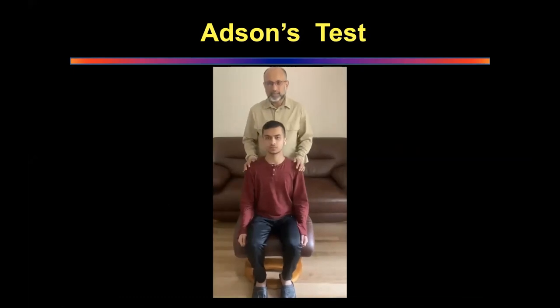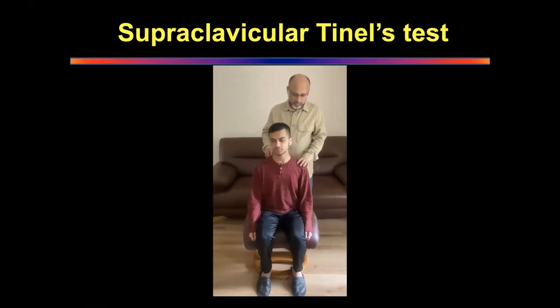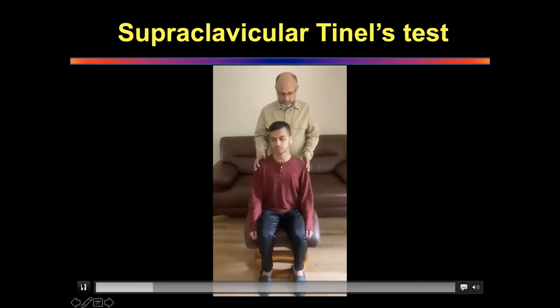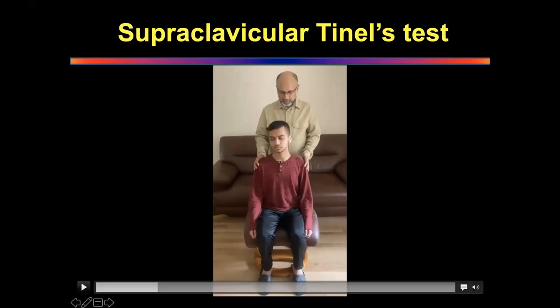Next is Hill's test, which is done for looking for supraclavicular tenderness or pain. You get the patient to sit. In this test, you need to use a hammer. I'm using my hand because I couldn't find my hammer, but in this test, you have to use a hammer. This test is similar to the one that you use for diagnosing carpal tunnel syndrome. So watch the test.